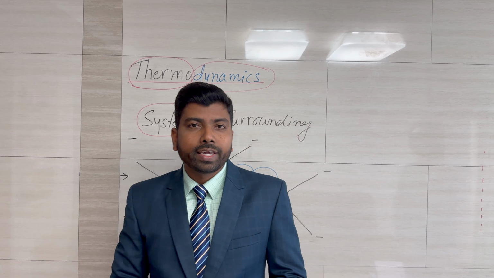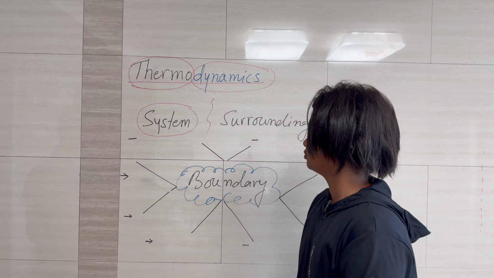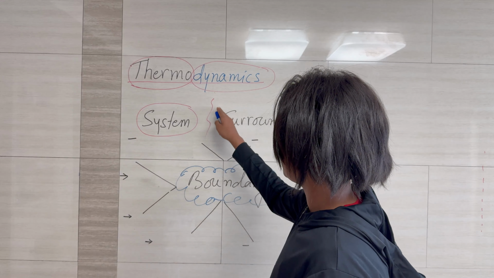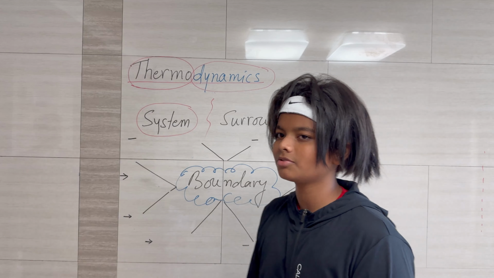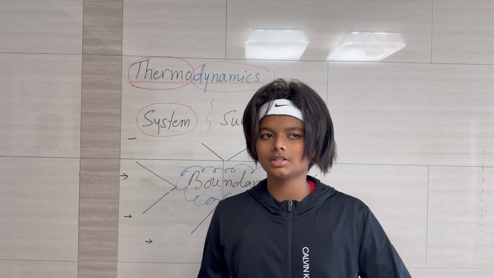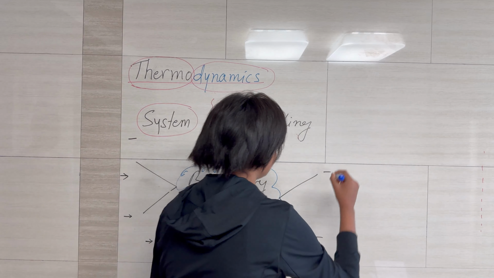Now can you tell me something about boundary, please? What's a boundary? A boundary is something which separates the system from the surrounding. Now there are different types of boundary. There are adiabatic, there are diathermic, there is fixed boundary, there's movable boundary. Let's just write here.